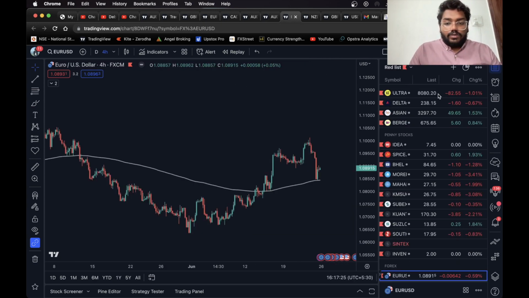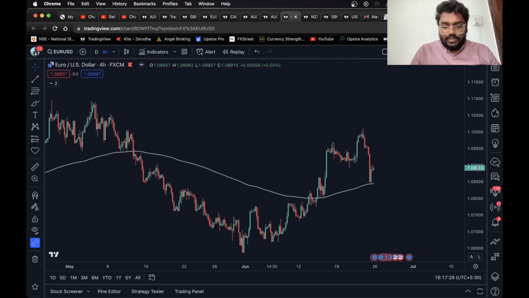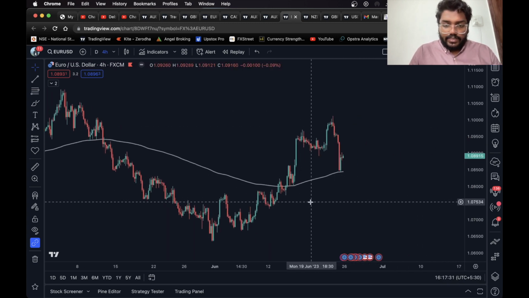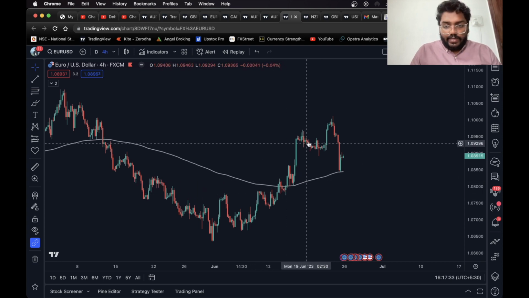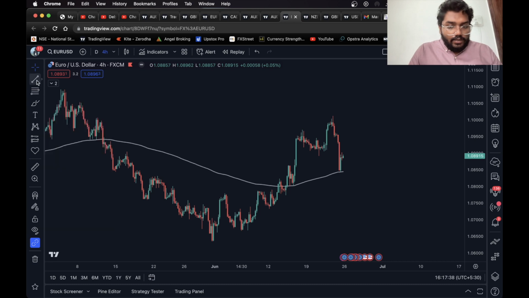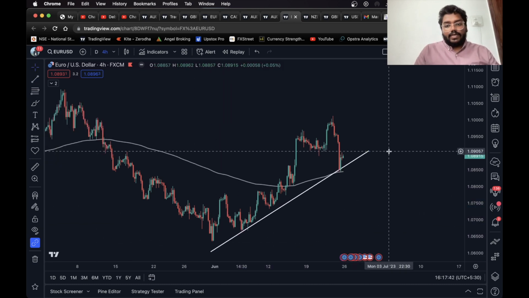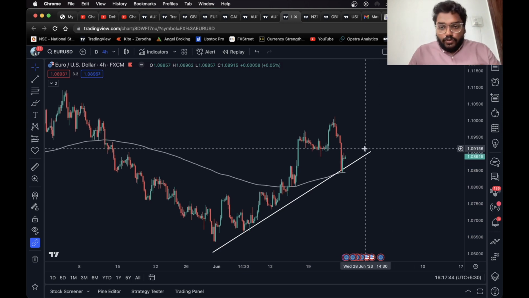Okay, moving on to the next one, we have EUR/USD. This is the 4 hours chart. As you can see, it has been very beautifully respecting the 200 EMA, right? The stock gave a breakout, went up, and it is again taking a support on the 200 EMA. And also we can spot a trend line over here, right?